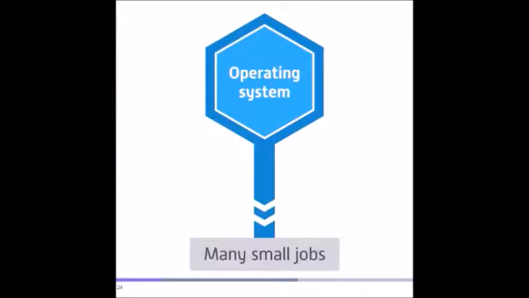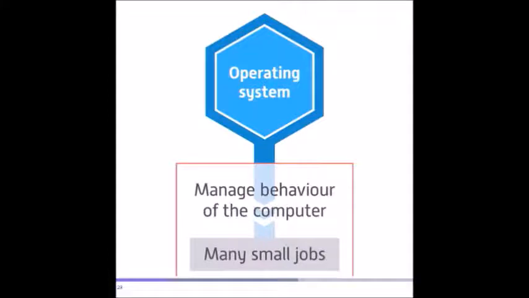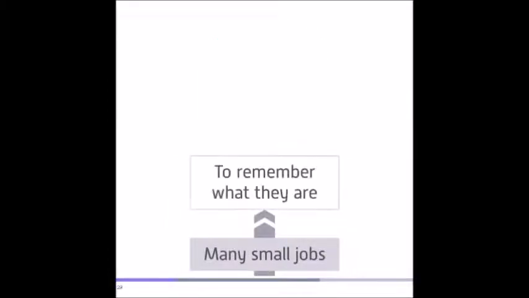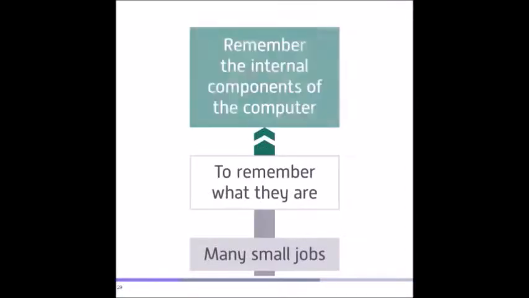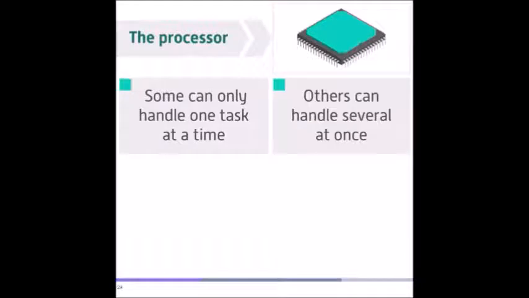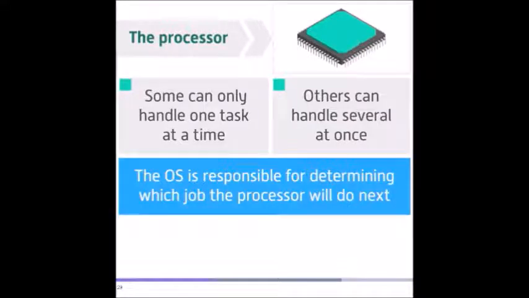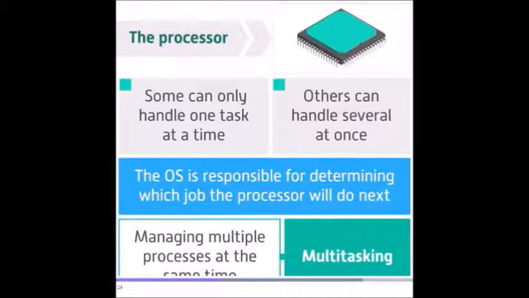An operating system has many small jobs, but they all fall under the larger task of managing the behavior of the computer. In order to remember what the smaller jobs are, it may help to remember the internal components of the computer. First, we'll consider the processor. Some processors can only handle one task at a time, while others can handle several at once. In either case, the operating system is responsible for determining which job the processor will do next. Managing multiple processes at the same time is called multitasking.